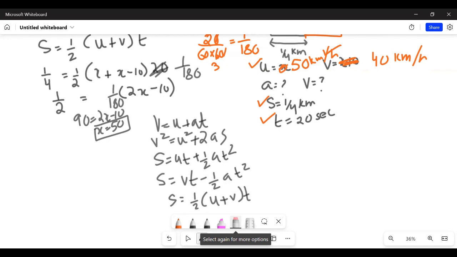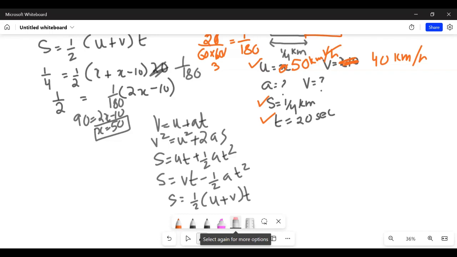Miss, which one is not given? S is equals to VT minus half AT square. That's really strange. Not given. VT minus half AT square is not given. Why would they do that? Anyway, it's not. 4 of them are mentioned.